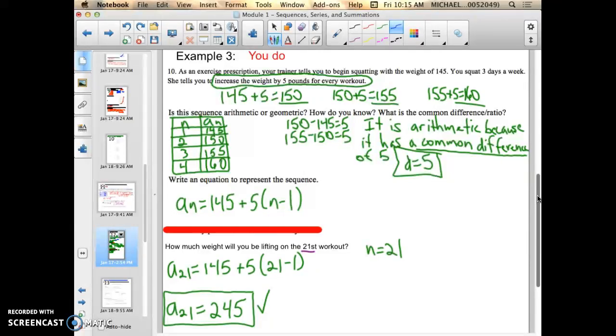Now, moving along, this one was a little bit harder because they didn't give you any numbers. They just gave you the beginning number. They gave you a sub 1. So on the first workout, you lifted 145 pounds. Then your trainer tells you to add 5 pounds for every workout. All right? That's why I circled that. That was an important piece of this word problem.